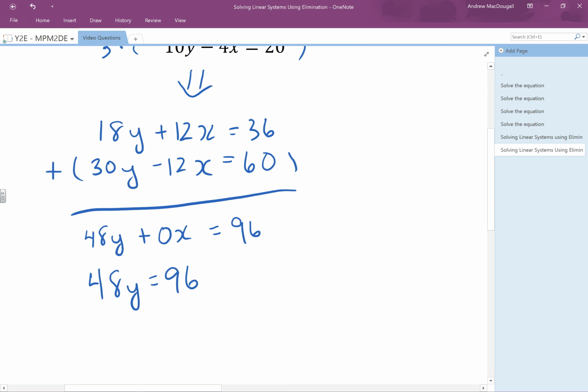So now I have one variable. It's a linear equation, one variable. I know how to solve that. I just divide both sides by 48, and I get y equals 2. So I've eliminated the x.